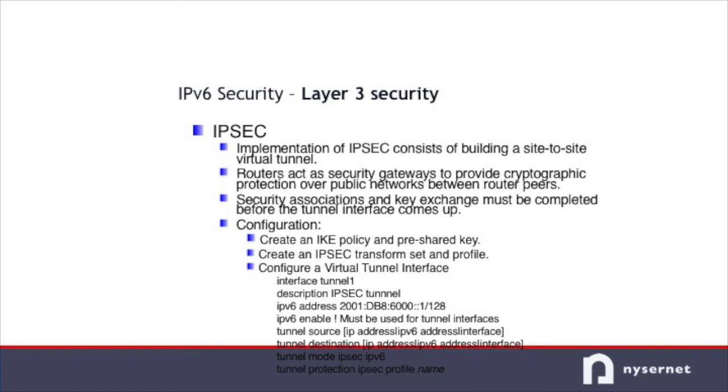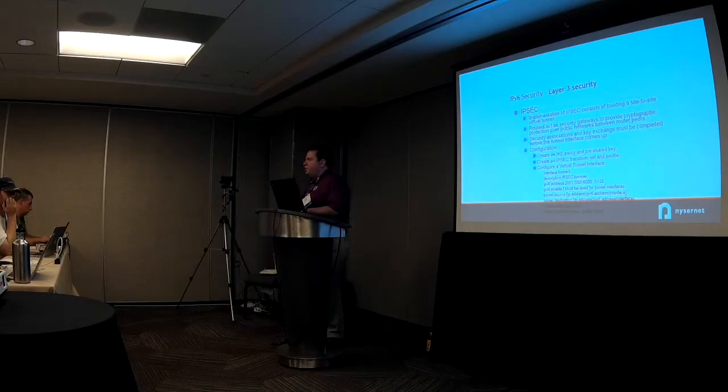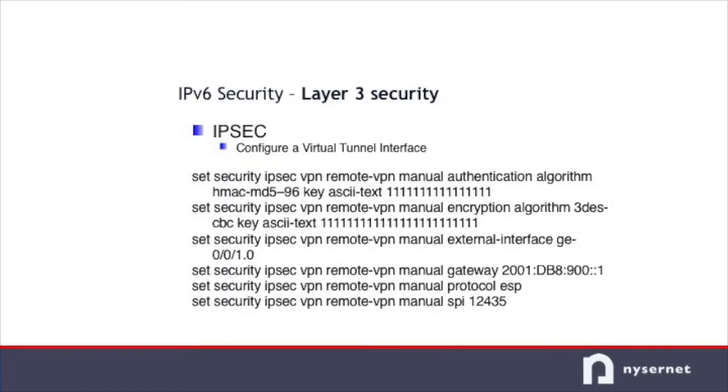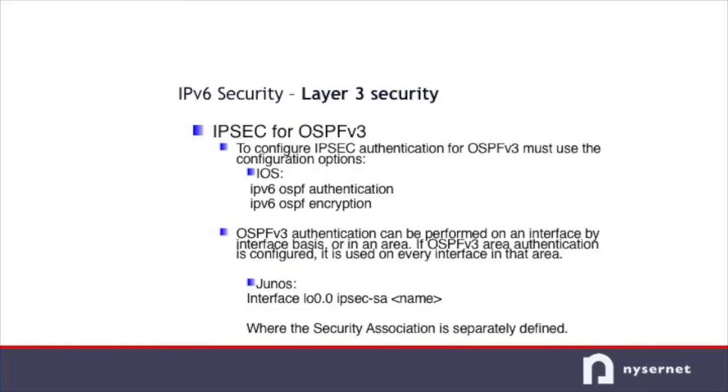But site-to-site tunnel, again, you create an IKE policy with a pre-shared key, IPsec transform, and then configure the virtual tunnel interface. And again, you can't really see it, but down on the bottom, tunnel mode, IPsec, IPv6. So it's not too terribly different from what you would do with v4. One other thing is on virtual interfaces, you do have to do IPv6 enable, which you do not have to do on physical interfaces. I don't think that's changed. It's been a while since I've tested this. It will yell at you if you don't need it. And again, there's the Juniper variant of that.